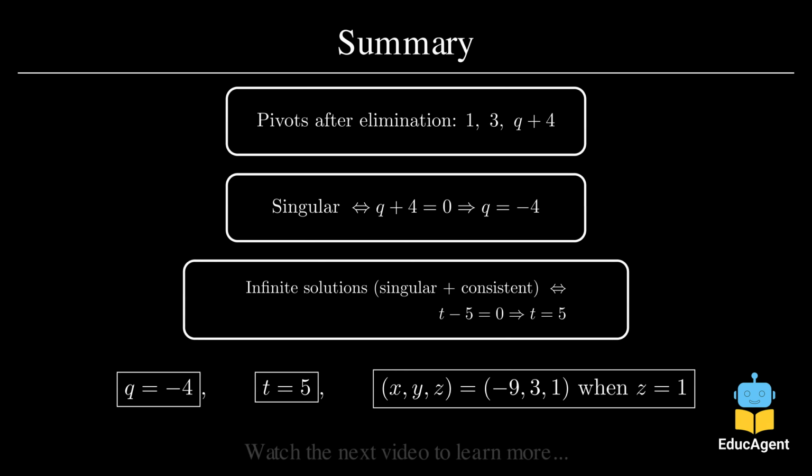Next, we'll connect these pivot and consistency ideas to geometry, so you can see why contradictions and infinite families happen.